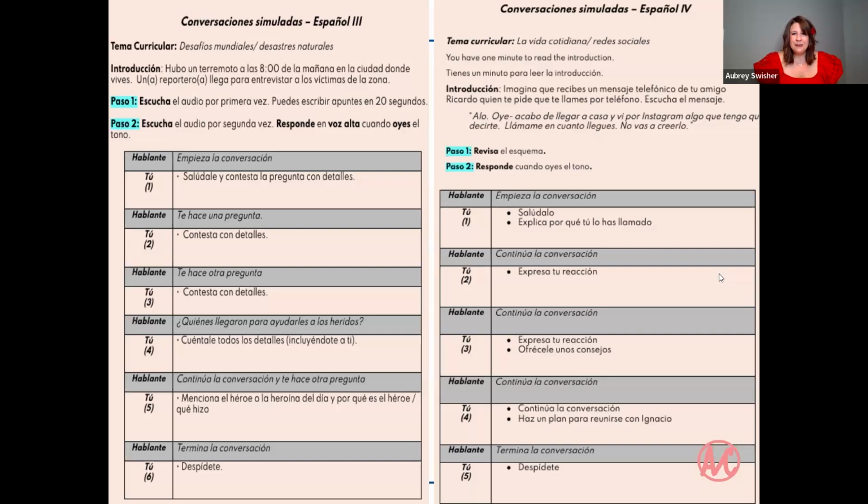I do want to jump back really quickly to the level 3 one, because I just want to focus. There's one additional scaffold here. The quienes llegaron para ayudarles a los heridos, right? So they might not know what's going on. Maybe they lose it a little bit, right? But right here in the middle, the question is written for them, right? So that they can hear it and maybe get back on track there.